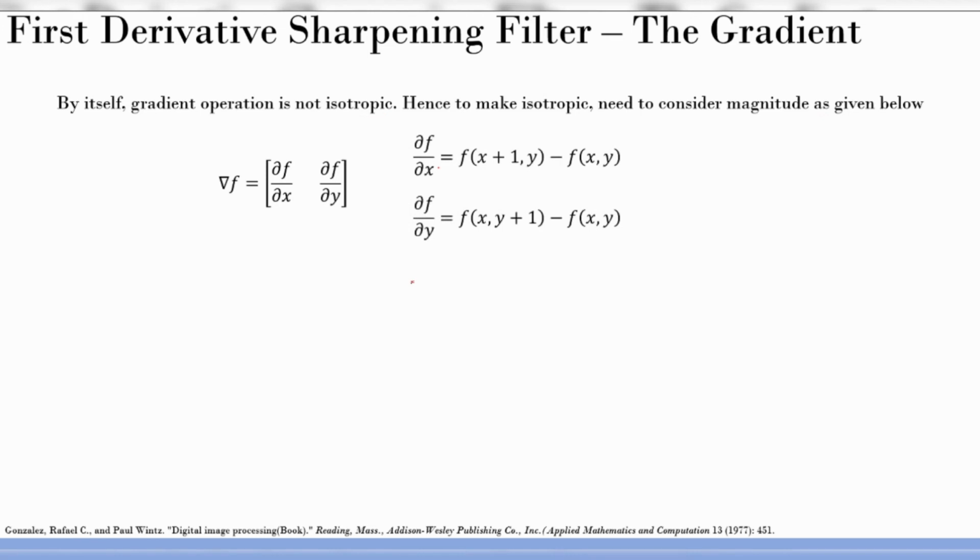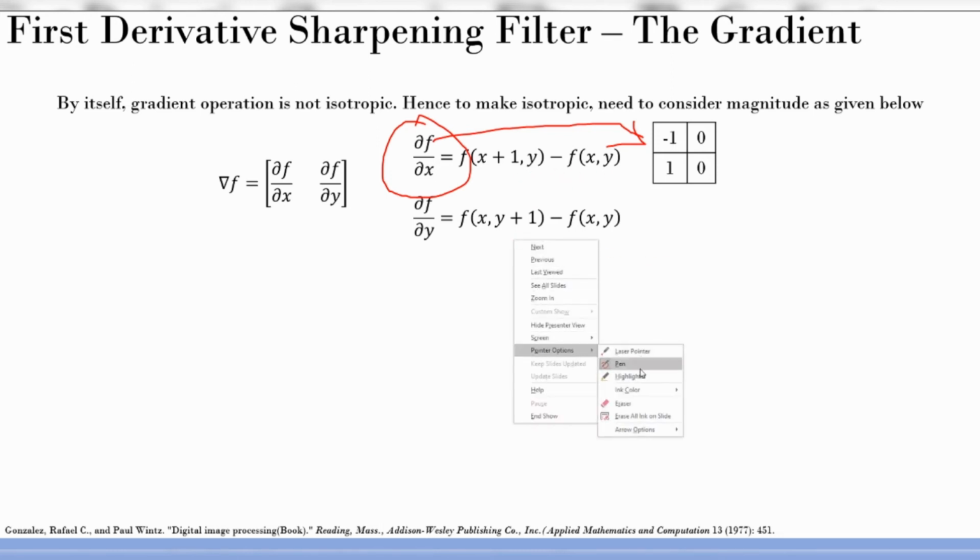So dou f by dou x is nothing but the change in the x direction. Remember this, only one shift, not two shifts as in the case of the Laplacian. So x plus 1 minus x and y plus 1 minus y in both the directions. If you want to express this, this expression is written in this way because you see x plus 1. Sorry for that.